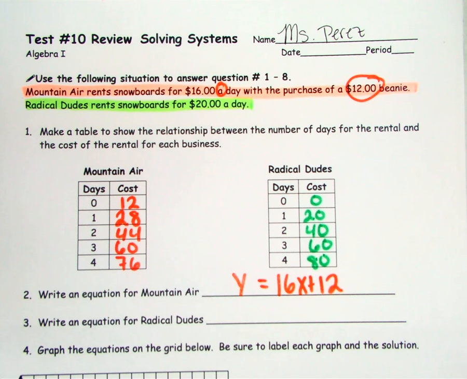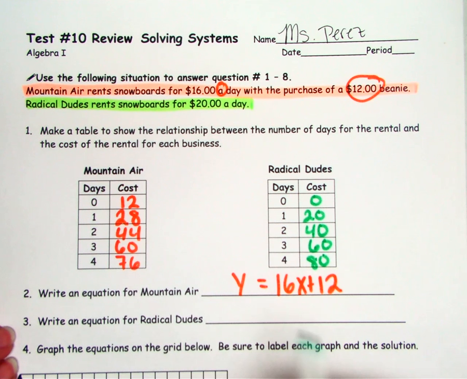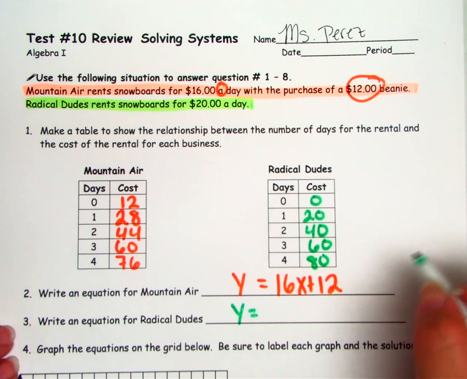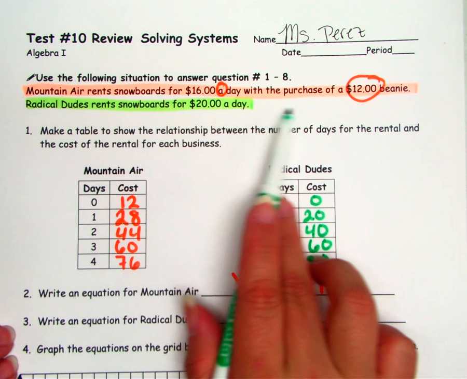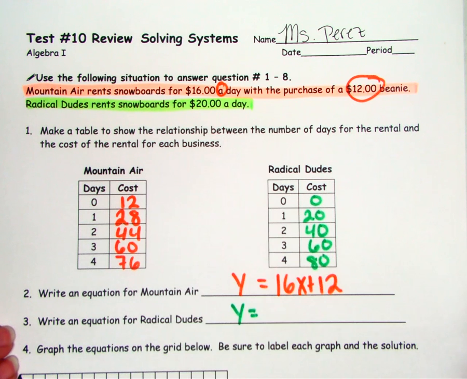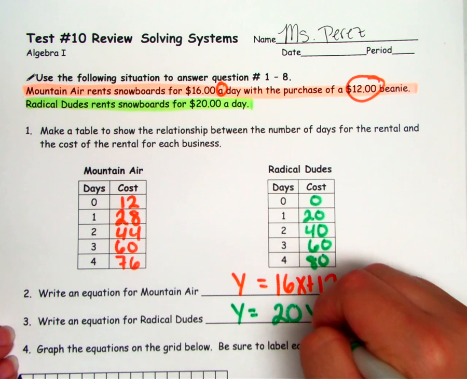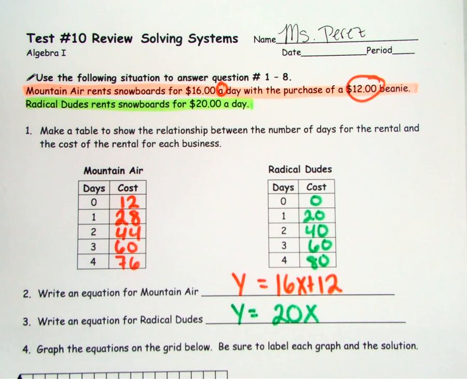So doing the same thing for number 3, you will have y equals, you don't have a y-intercept. It's automatically 0 because you don't have an initial fee. So that is 20x. And we're done.